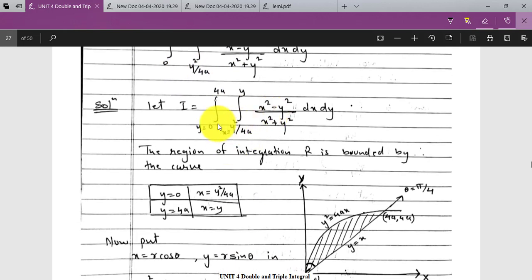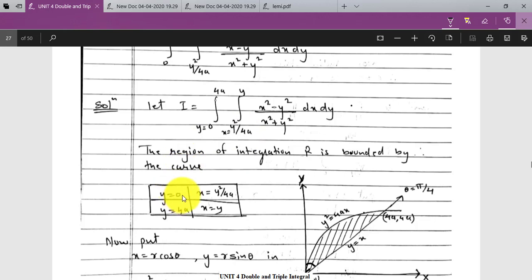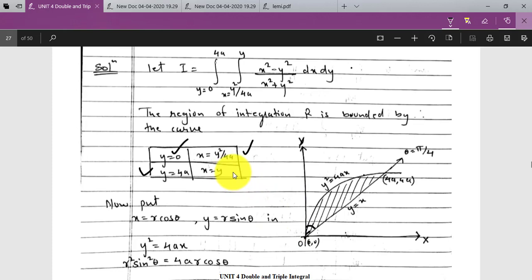So obviously, okay, let me write the solution. Let my solution be I is equal to this given region, right? So the region of integration is y equal to 0 and y equal to 4a, then the curve y square is equal to 4ax, and x equal to y. So obviously x equal to y is always the equation of a line at 45 degrees. So half of your job is over. So one of the values of theta you have come to know.